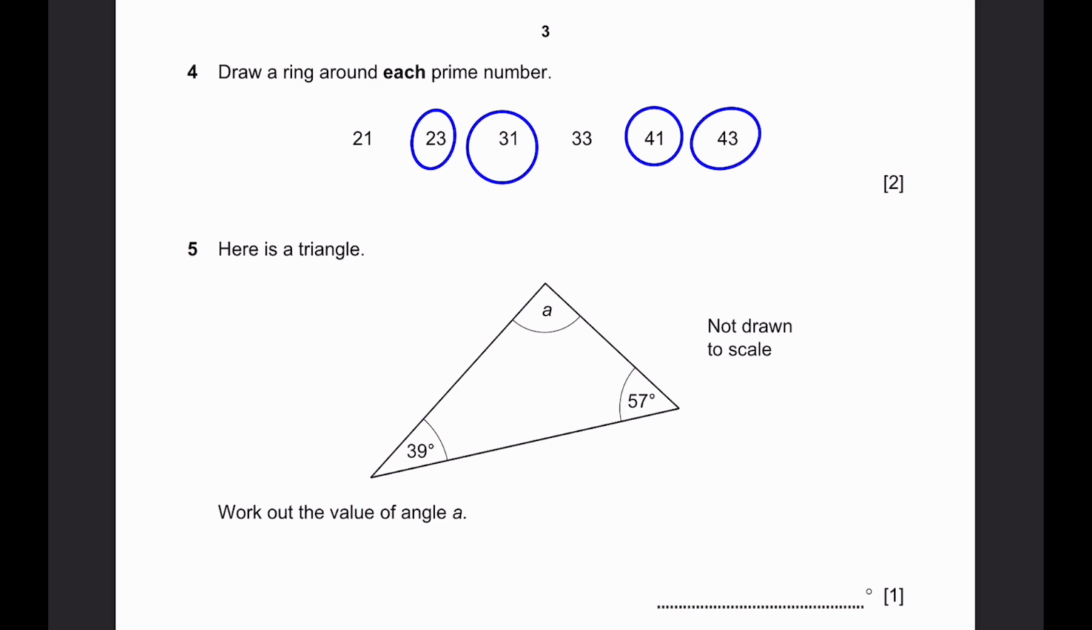Here's a triangle. Work out the value of angle A. We know that angles in a triangle add up to 180 degrees. And because of that, we can say that angle A is 180 minus the other two angles, which is equal to 84 degrees.